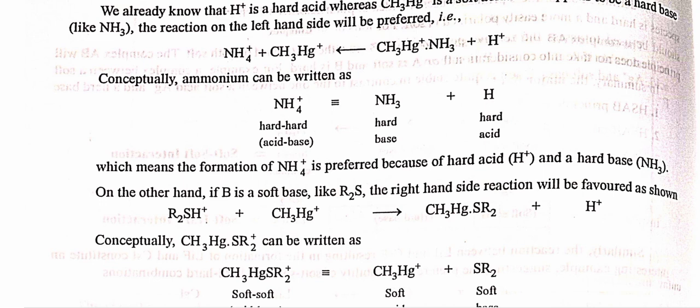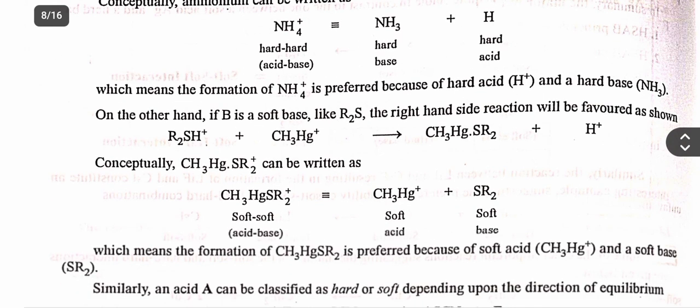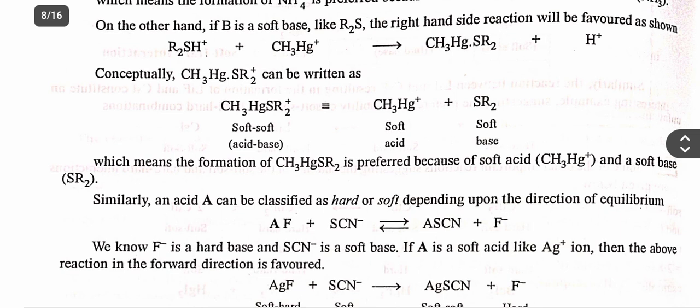On the other hand, if B is a soft base like R2S, the right hand side reaction will be favored as shown. R2SH+ + CH3Hg+ makes CH3Hg·SR2 + H+. Conceptually, CH3Hg·SR2 can be written as CH3Hg+ soft plus SR2 soft base, which means the formation of CH3HgSR2 is preferred because of a soft acid and a soft base.